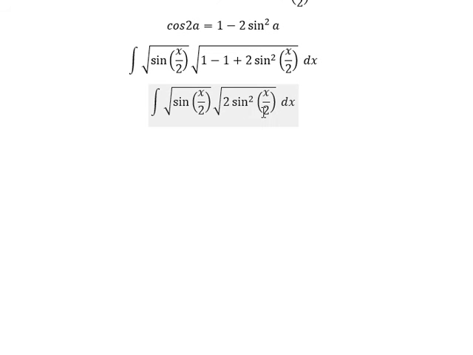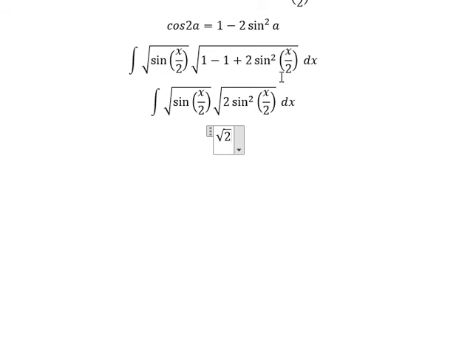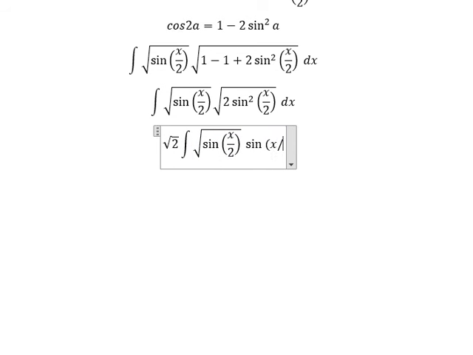Next, we put the square root of 2 outside and we have the square root of sine squared of s over 2. And we got about the square root of 2. And we put this one in here. And we have this one in here.